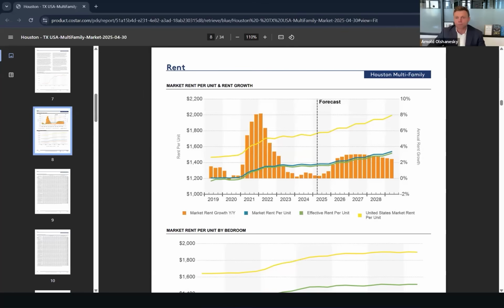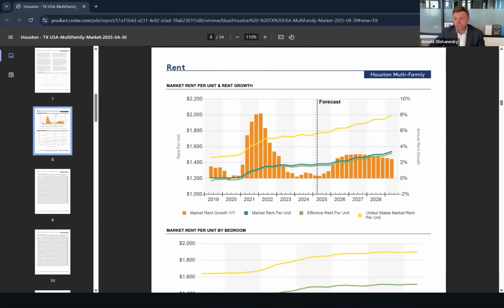So now you're able to compare what CoStar is forecasting for the US overall in terms of rent growth for 25, 26, 27, 28. And in the green line, effective rent per unit, you can see what they're forecasting for Houston. In 2025, they're forecasting just about 2%. In 2026, another 2%. Then it goes up a little bit to about 2.5%, and after that it should get back into the 3s and then into the 4%.